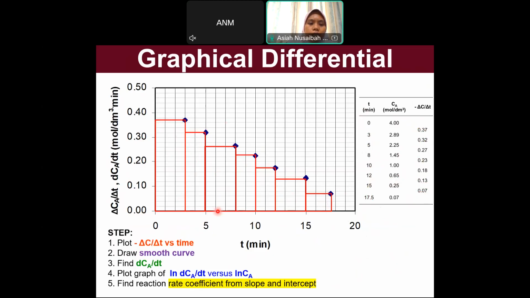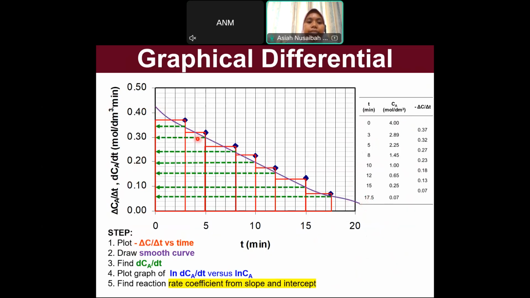So the first step: plot minus change of C over change of t, already in minus form, versus time. Then we draw a smooth curve. See the purple curve? You can draw it better. After we draw the curve, we find dC_A over dt. You can see here the green color, dC_A over dt, sorry, it should be minus dC_A over dt.